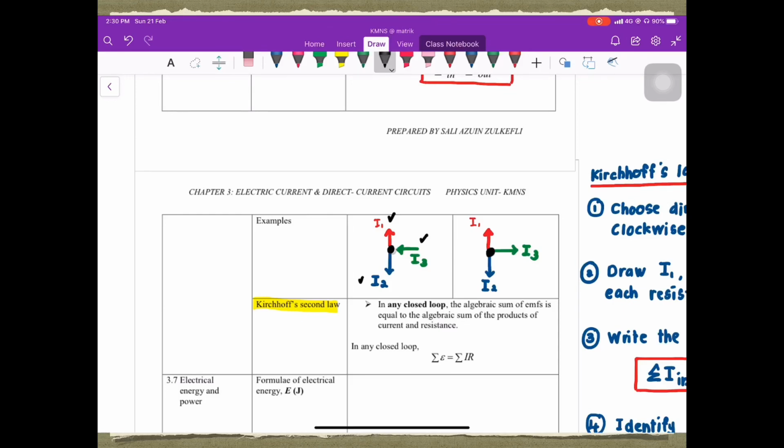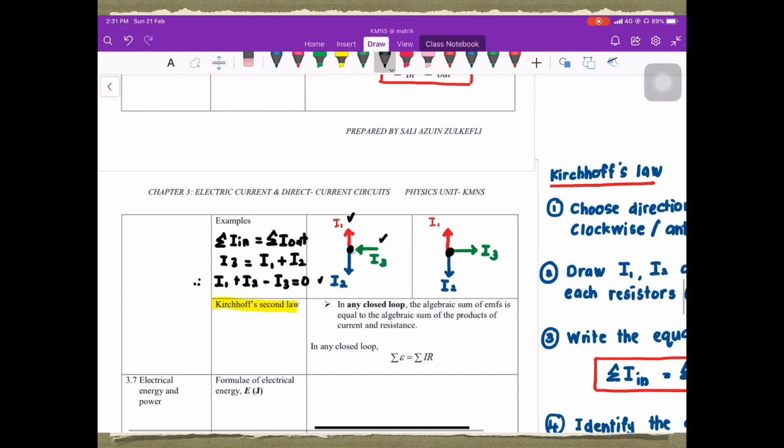So how can we write Kirchhoff's law? The sum of I in equals the sum of I out. I in is I3, and I out is I1 plus I2. Therefore, I1 plus I2 minus I3 equals 0.